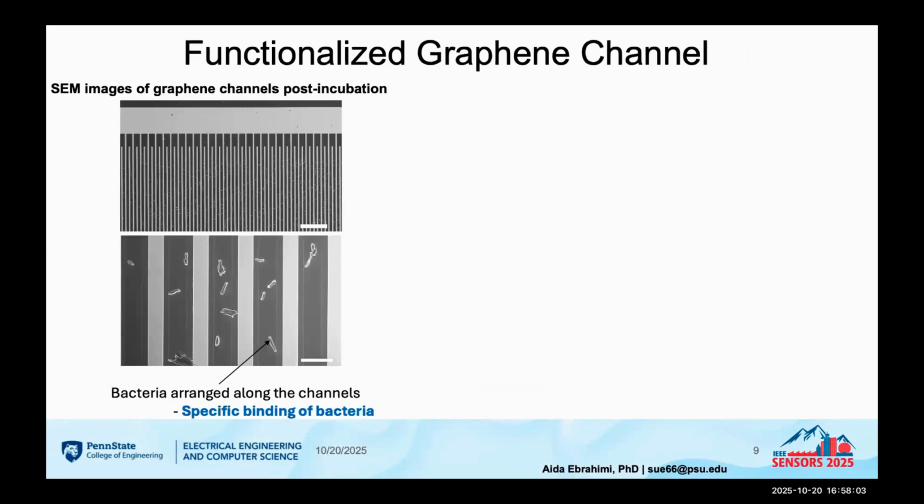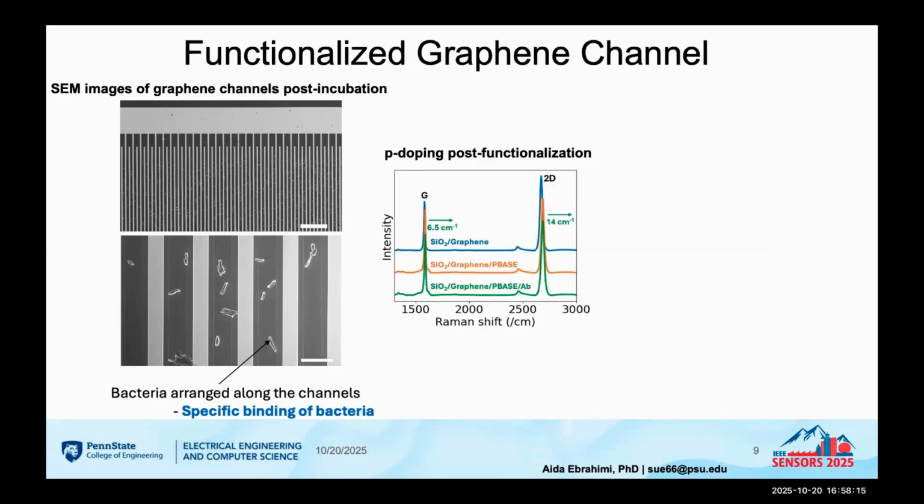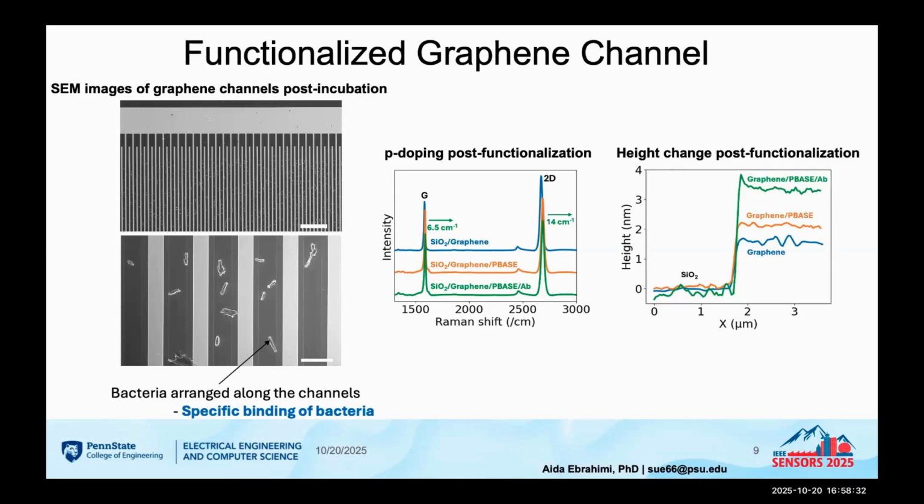So these are some SEM images. The bacteria, as we wanted, are functionalized on the graphene stripes only. We confirmed the functionalization step at different stages, from pristine graphene to P-base treatment to P-base antibody. We consistently see P-doping from Raman spectra, which was expected based on the P-base charge. And we looked at AFM to again confirm how these different layers are functionalizing graphene.